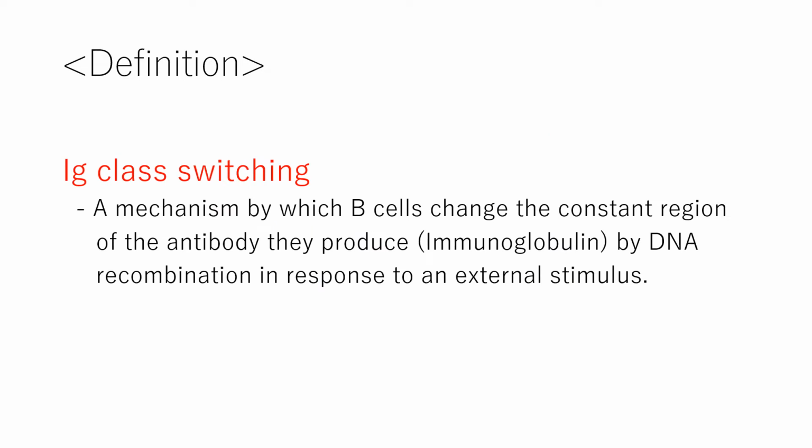Ig class switching is the mechanism by which B cells, in response to an external stimulus, change the constant region of the antibody they produce by DNA recombination to a class appropriate for the site where the antibody is required.